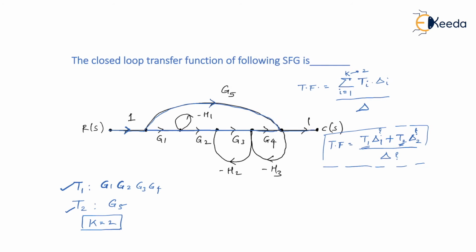In this case, loop number 1 is minus H1. That is nothing but a self loop. Loop number 2 is minus G3 times H2. And loop number 3 is G4 into H3 with a negative sign, so loop 3 is simply minus G4 H3. So we got 3 loops.